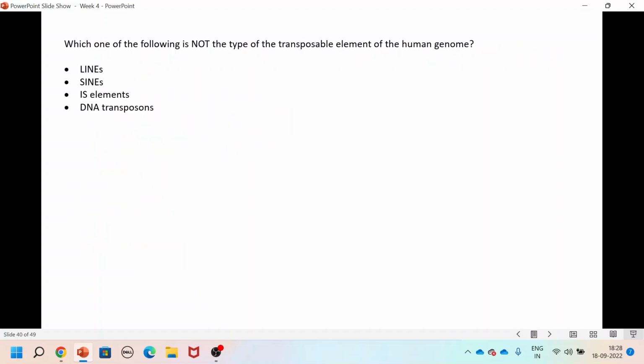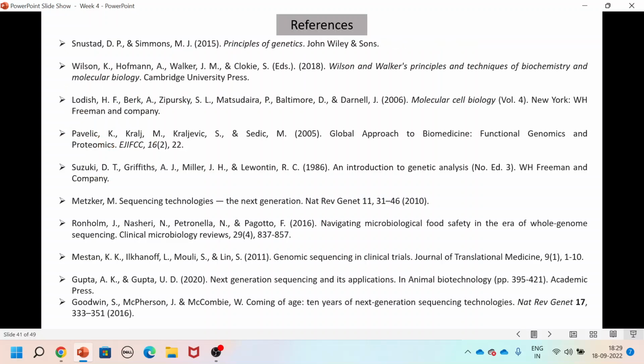The last question is based on transposable elements. Transposable elements are the moving elements, and they get interspersed into the human genome. So which one of the following is not a transposable element of the human genome? It is the IS elements. IS elements are present only in prokaryotes, in bacteria, while all other transposons like DNA transposons or LINEs and SINEs are present in the human genome.